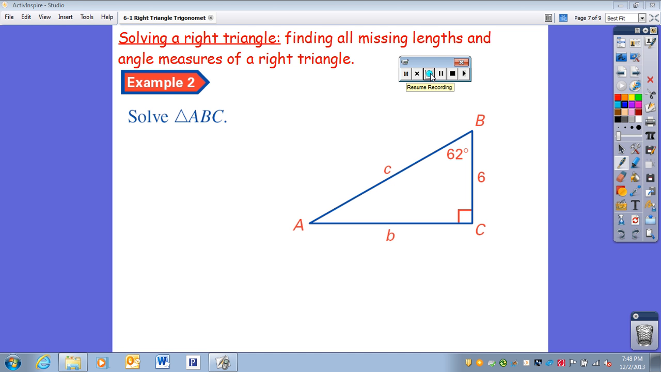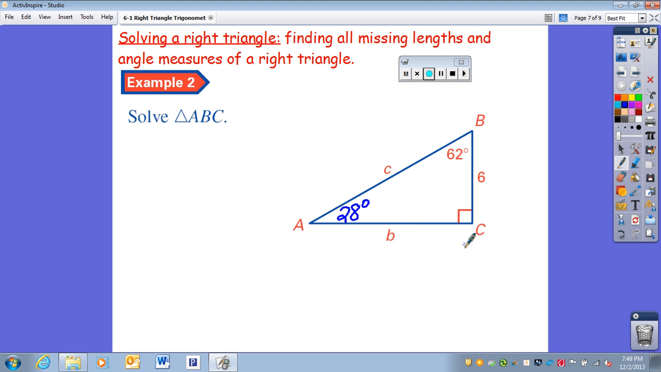In our next example, we want to find all the missing lengths and the angle measurements of the right triangle. So first of all, if you recall that a triangle has a sum of angles of 180 degrees, since we already have one angle that is a right angle of 90 degrees, we know that the sum of the measurements of the other two must be 90 degrees. And so if we take 90 minus 62, we know that this angle has a measurement of 28 degrees.